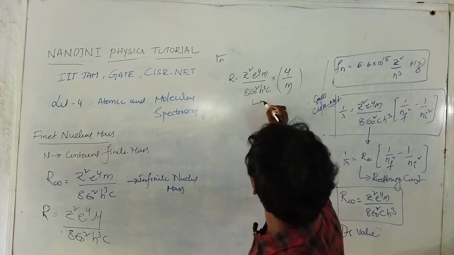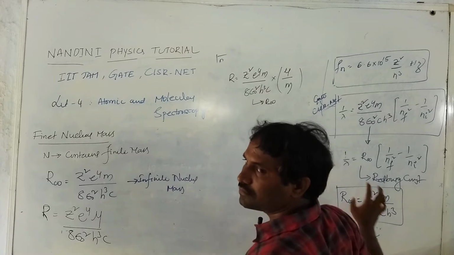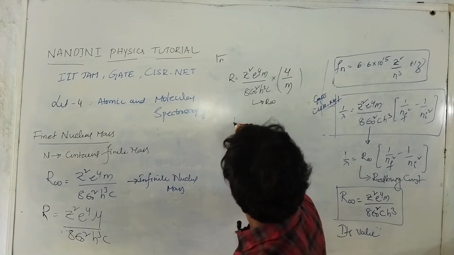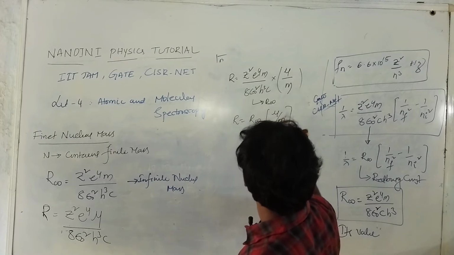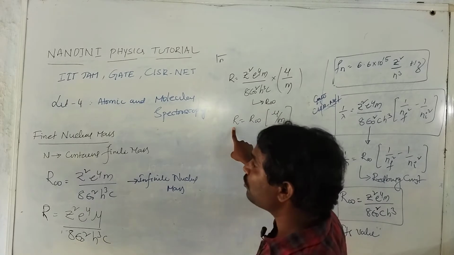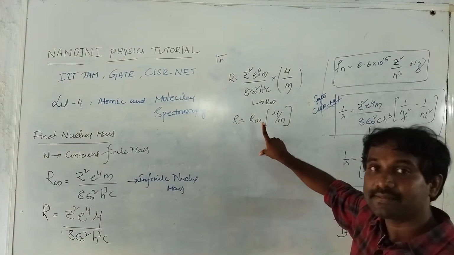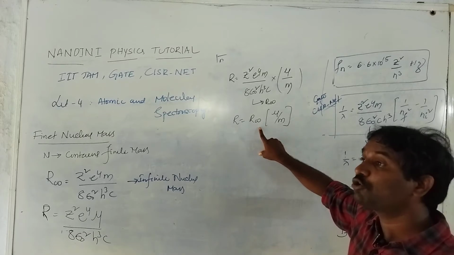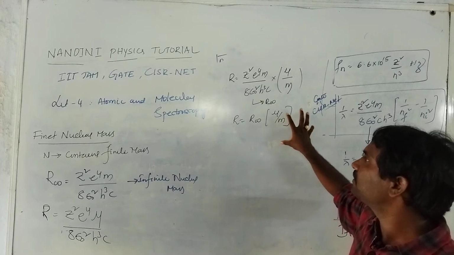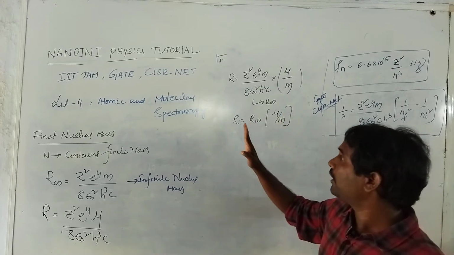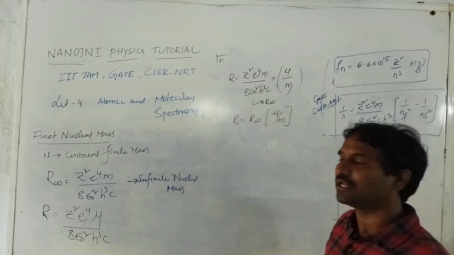But what is this value? This value is nothing but R infinite, because this is an infinite Rydberg constant. So therefore R is equal to R infinite into mu by m. So this is called Rydberg constant in finite nuclear mass, and this R infinite represents Rydberg constant at infinite nuclear mass. So this is the relation between Rydberg constant at finite nuclear mass and Rydberg constant at infinite nuclear mass.